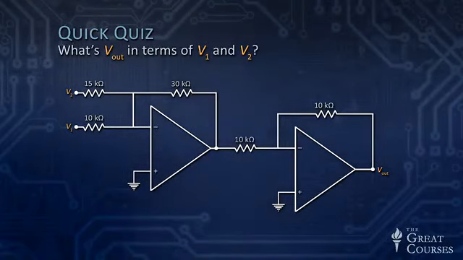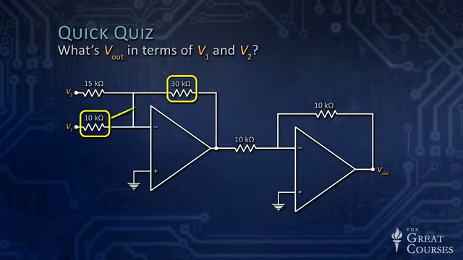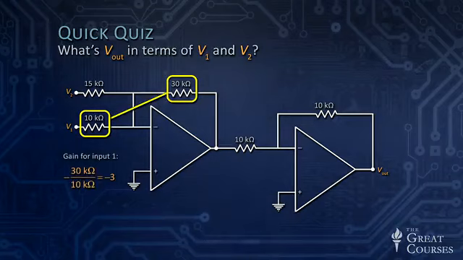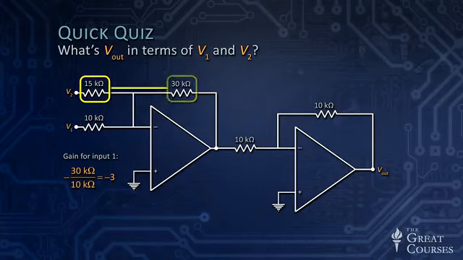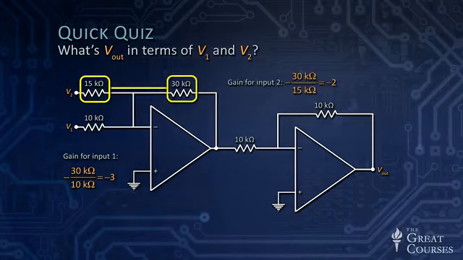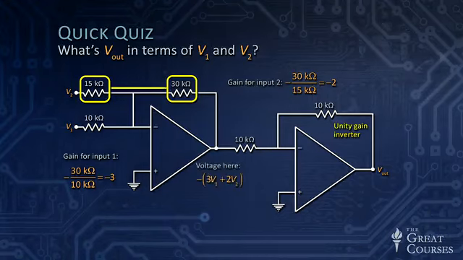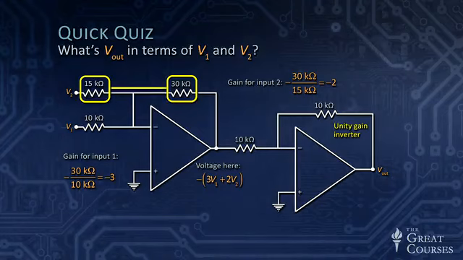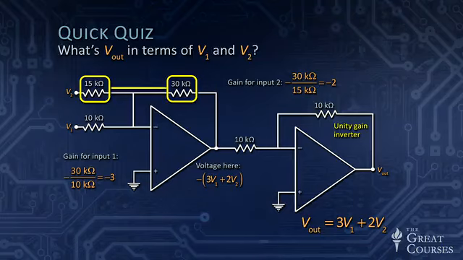Okay, well, here we have what input 1 sees. It sees 10 kiloohms and 30 kiloohms, so it basically has a gain of minus 3. Let's look at the other resistor. The V2 resistor is 15 kiloohms. It goes to the same 30 kiloohm feedback resistor. That's a gain of 2, or rather minus 2. And then we have the unity gain inverter. So before we get into the unity gain inverter, we've got minus 3V1 minus 2V2. We invert that with the unity gain inverter that doesn't change values, but just changes the sign. And so Vout is 3V1 plus 2V2.